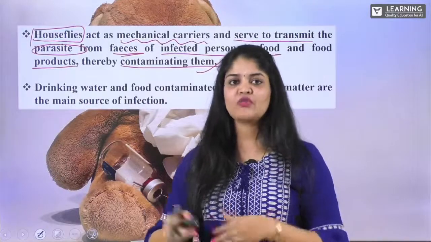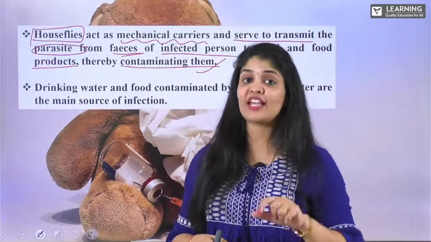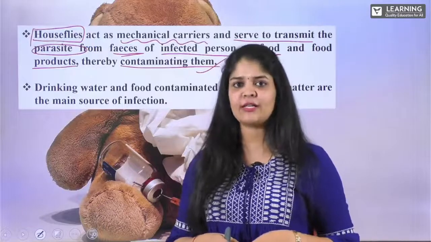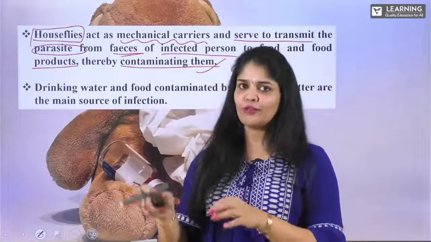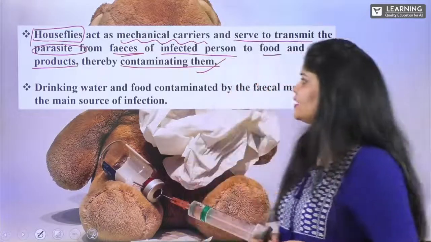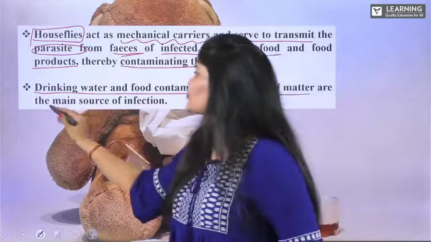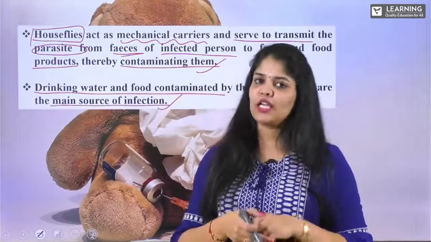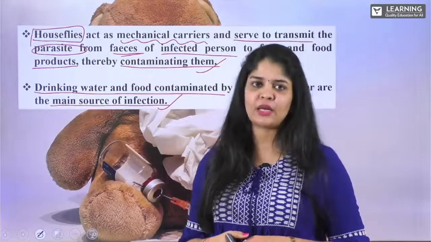This infection passes from one affected individual to a healthy individual by contamination of water and food by the parasite, which we find in the feces of infected persons. This route is what we call the feco-oral route. As there is contamination of food and water, we need to be careful about what food we are taking and what water we are drinking. Drinking water and food contaminated by fecal matter are the main source of infection of Entamoeba histolytica. So Entamoeba histolytica transfers from the infected individual to the healthy individual through contaminated water and food that has been contaminated by fecal matter from the infected person.